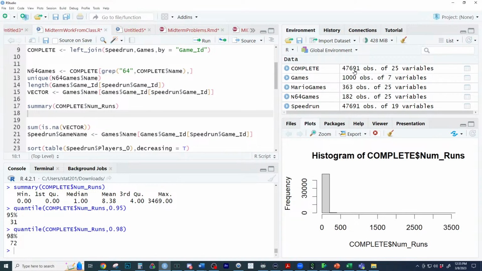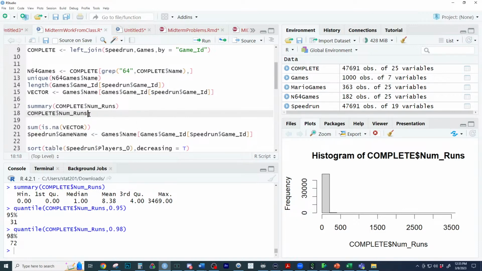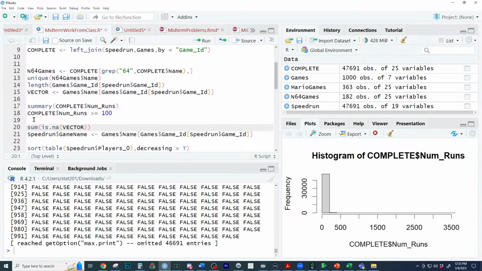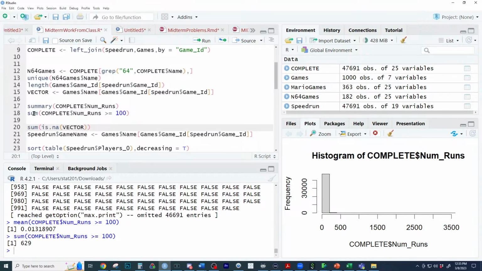We have 47,691 games. So let's go here to complete $num runs greater than or equal to 100. That'll tell us if there's at least 100 runs for this. And then let's say mean of this. About 1% have more than 100 people who have submitted times, which you could find out how many that is right here by going to sum, and it's 629.